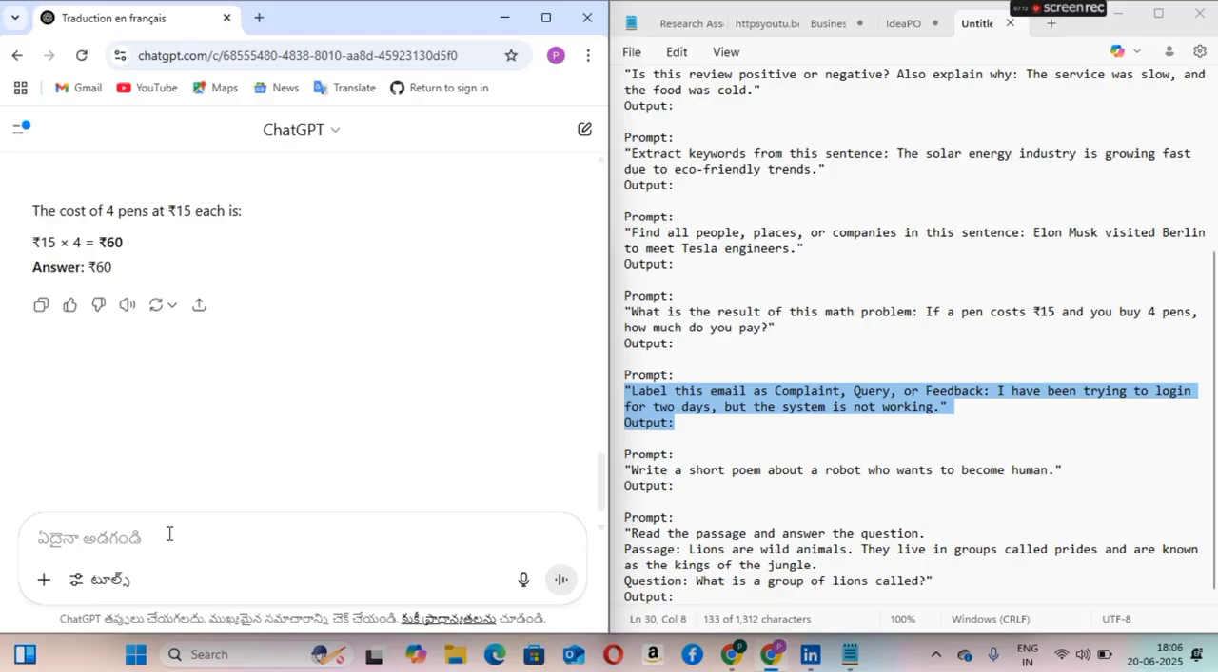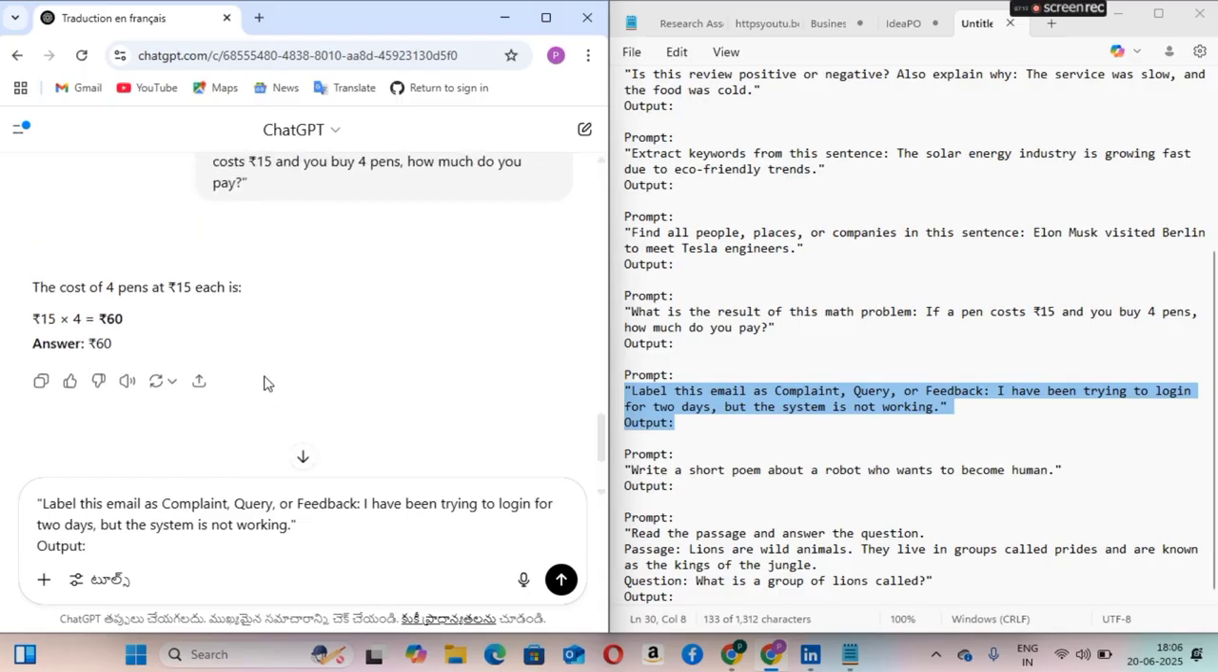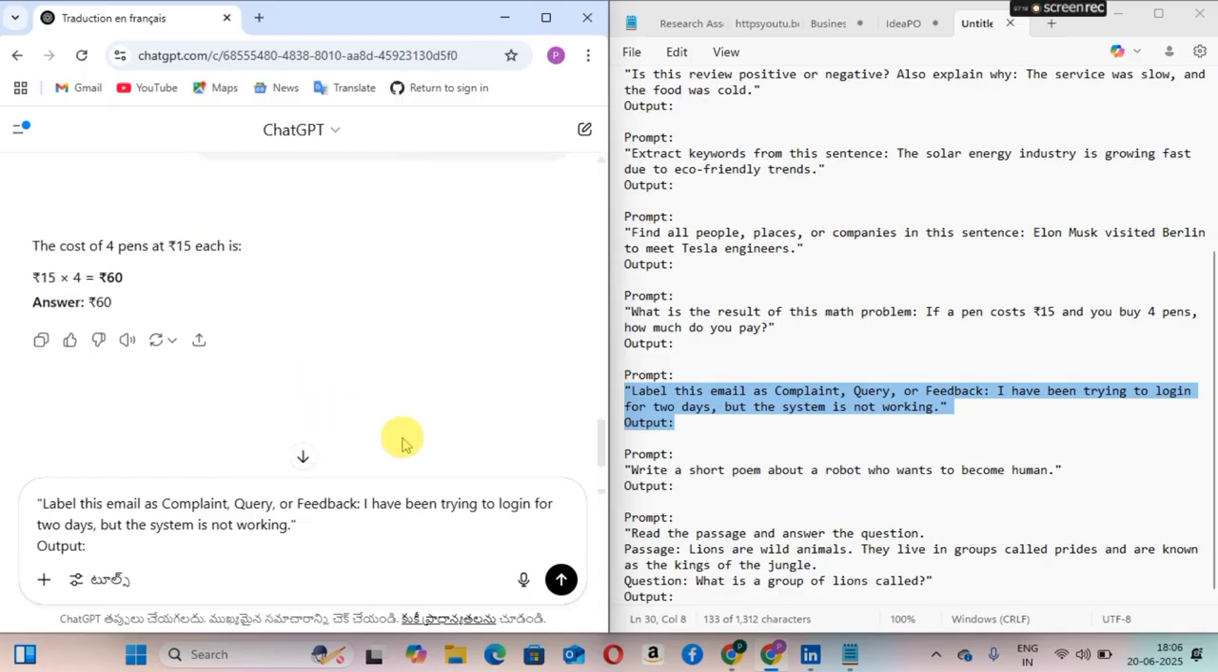So here the model read the question and used basic multiplication logic to give the correct answer. So this shows that zero-shot prompting also works for math, reasoning, and problem solving if the AI model is powerful, like ChatGPT. So now let's classify the intent of an email using zero-shot.